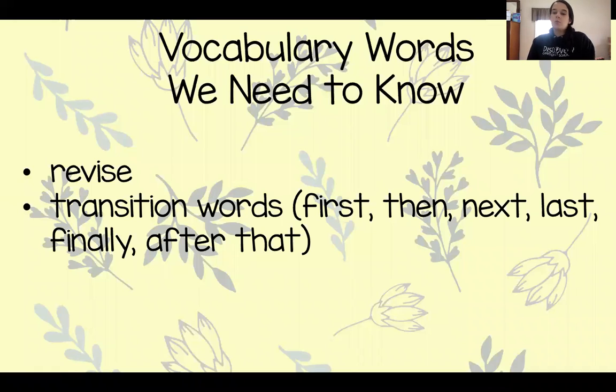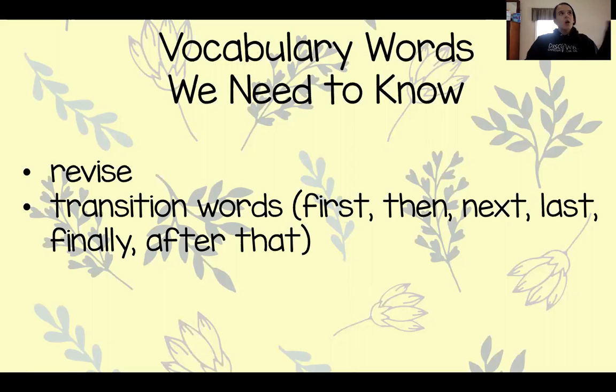So transition words are words that signal the order of things. So first, then, next, last. Finally, after that, before that, at the end, in the beginning, words like that. So think about transition words that you know and be ready to put them into your writing. That's part of how-to writing, and part of revising it is adding those in and making sure we have them, okay? So we're going to get started.